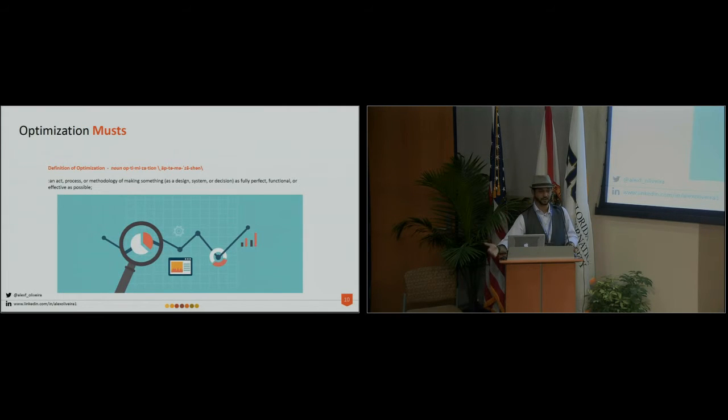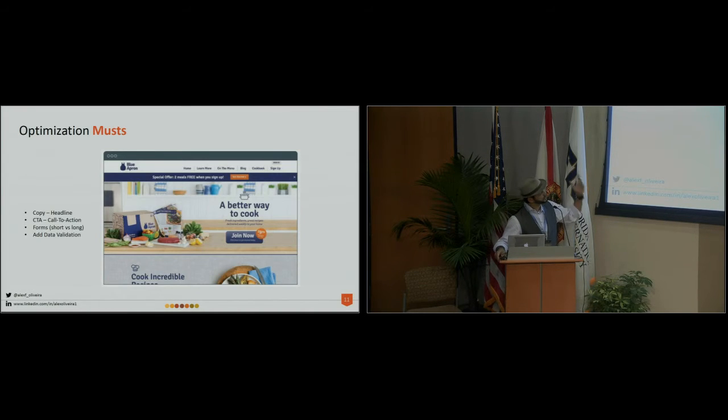Now I'm going to talk to you guys about optimization and what that means. With optimization, it's basically trying to make something as functional as you can, okay? And these are the components when it comes to optimization. You have the copy and the headline.